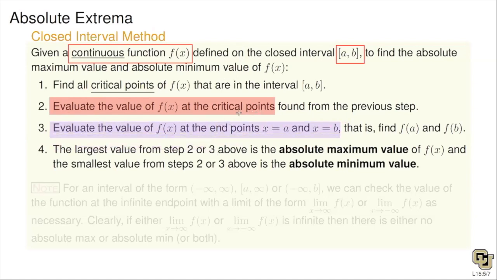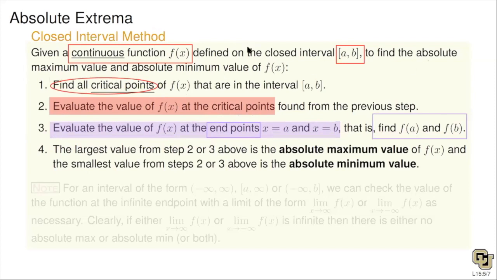Of course, to evaluate the function at the critical points, we first need to find the critical points, right? So first, I'll find the critical points, then evaluate the function at the critical points, and evaluate the function at the endpoints of the given interval. So I'm trying to find f of a and f of b. And then it's really simple.